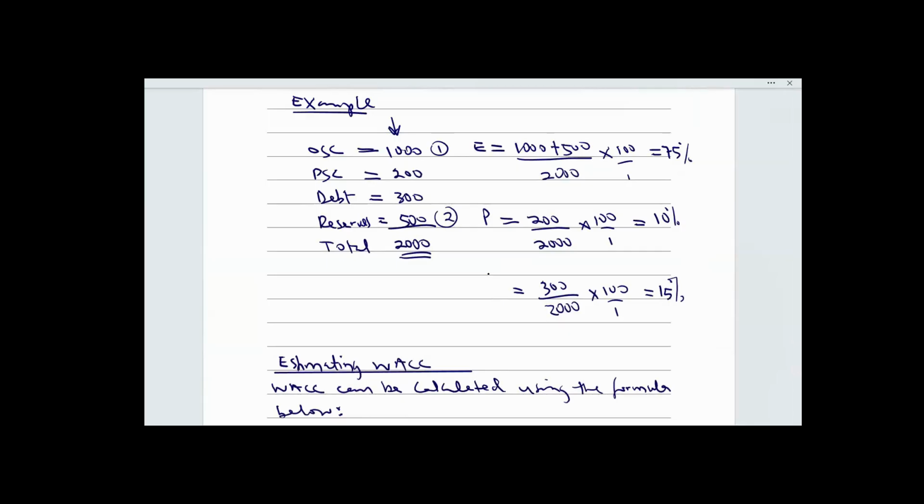And then, yes, this is all about weighted average cost of capital. Let me check to see if there's anything I missed. Let me stop sharing this and go back to, let me use the golden book and see. Okay.